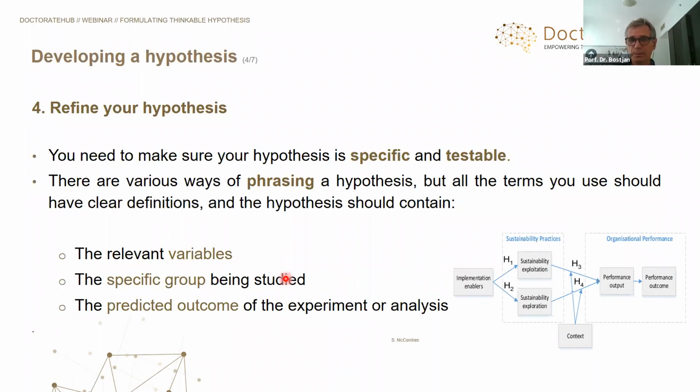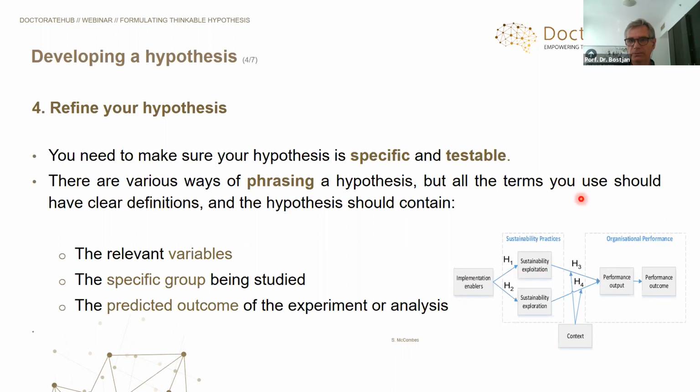You can use a specific group being studied. That means usually we say constructs. Constructs are a combination, or a set, let's say, of variables. And definitely, as we said, the predicted outcome, which in our case is usually the dependent variable. As we have said here, we can easily say that sustainability practices are influencing the organizational performance. Could be quite positively influencing the organizational performance. Could be a clear hypothesis based on this framework.